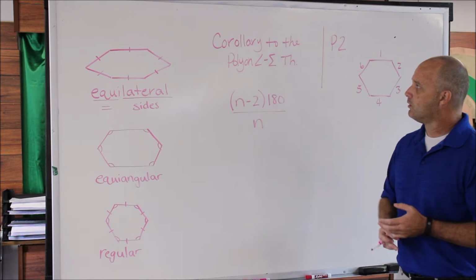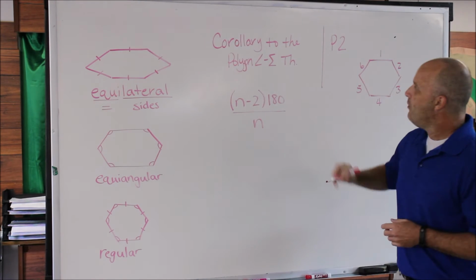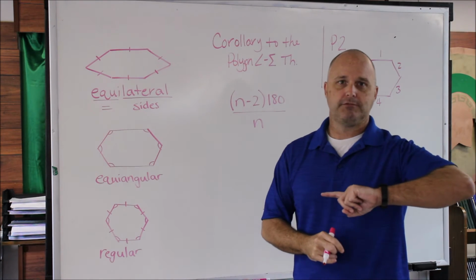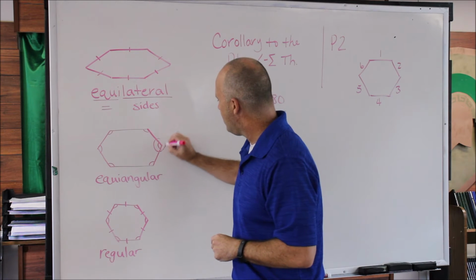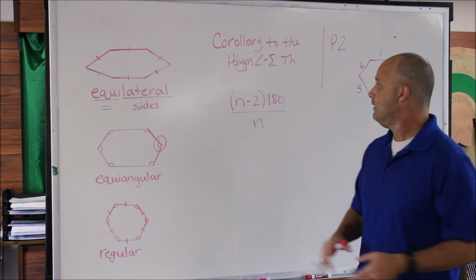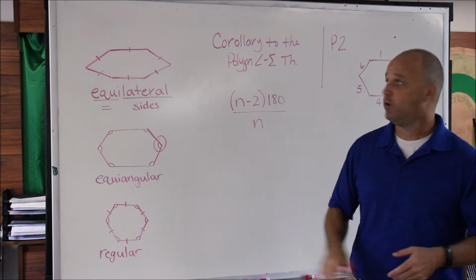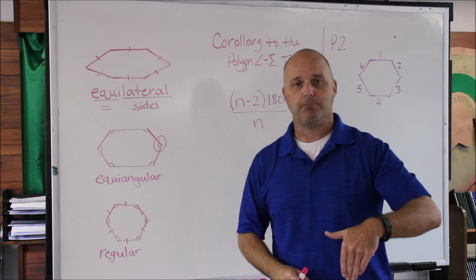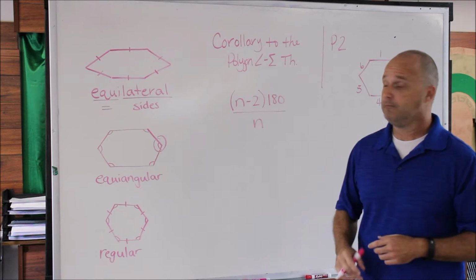That brings us to the corollary to the polygon angle sum theorem, which states that to find one interior measure, a single interior angle, on a regular polygon, what you're going to do is n minus 2 times 180, which is our polygon angle sum theorem, but then you're going to divide that by the number of sides. So we have n minus 2 times 180 over n.